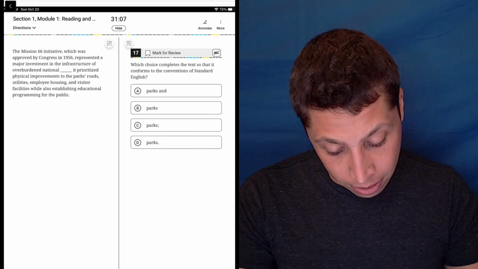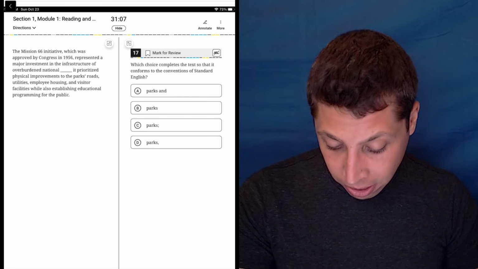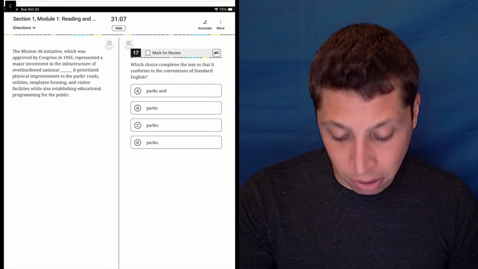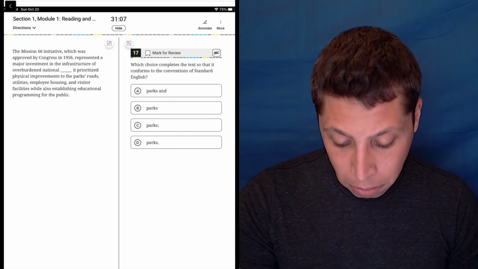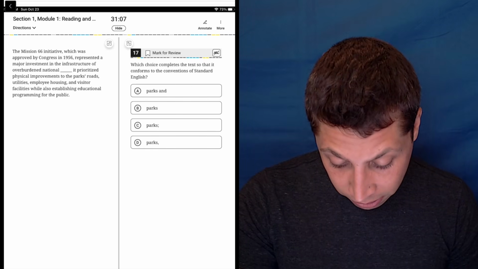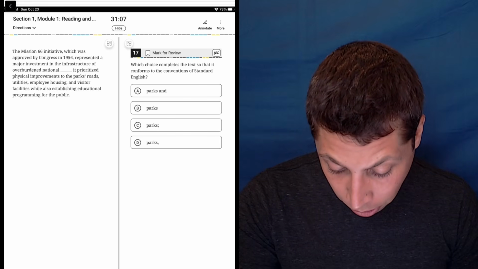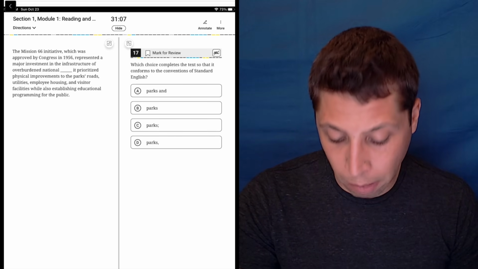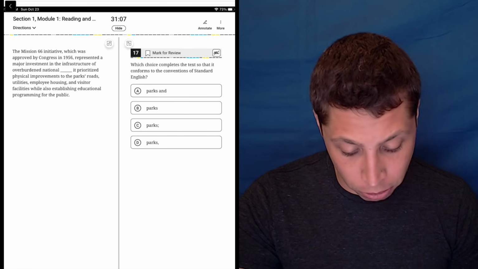We've got an and, a semicolon, a comma. All of this is about sentence structure. The Mission 66 initiative, which was approved by Congress in 1956, represented a major investment in the infrastructure of overburdened national parks. It prioritized physical improvements to the park's roads and utilities, blah, blah, blah, while also establishing educational programming for the public. Again, this sounds like two sentences. I think I need some sort of strong punctuation mark.